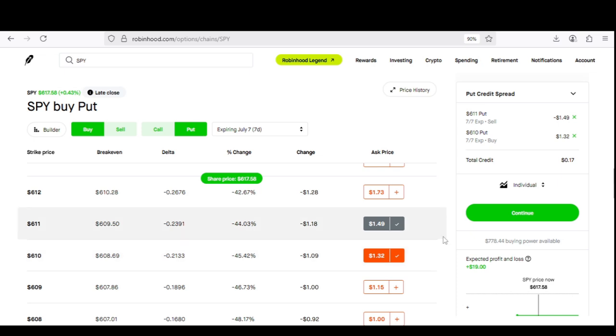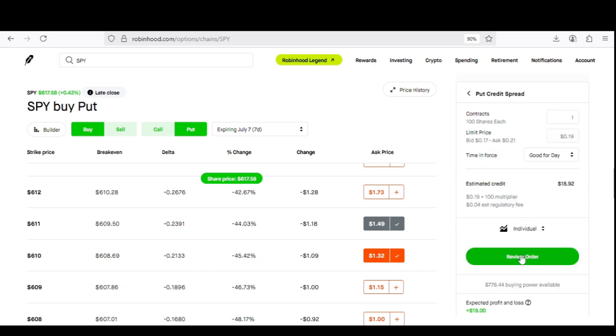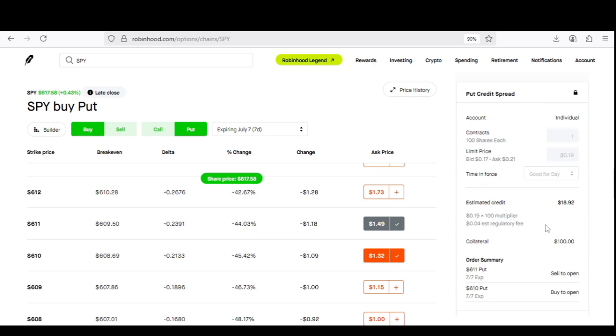This option strategy is none other than the put credit spread. The put credit spread is an income-generating option strategy, and it is perfect if you're new to options trading, or particularly if you're trading with a small account. And here's why. Let's continue. Let's go to review order, and I'm going to walk you through the trade. Stay to the end of the video. I will show you how to get out of these trades. I will show you the exit strategy.